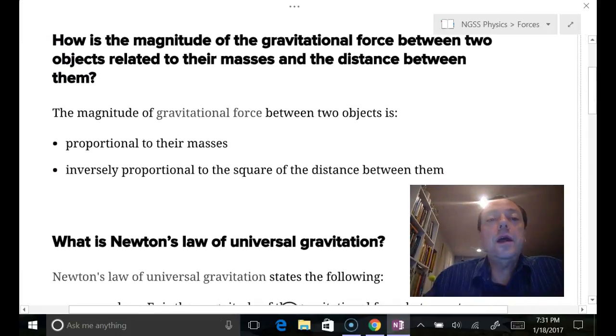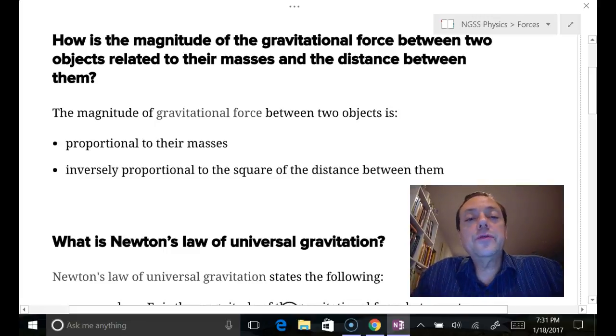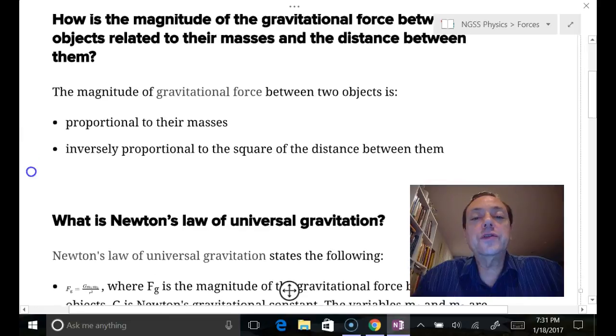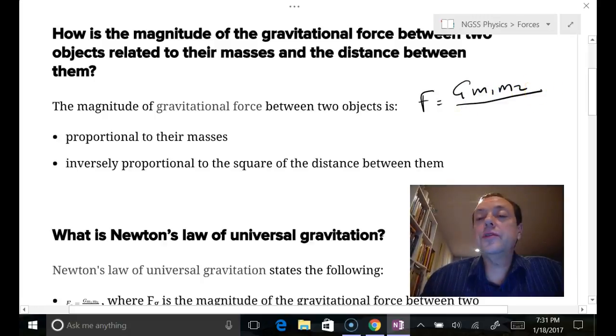How is the magnitude of the gravitational force between two objects related to their masses and the distance between them? The magnitude of gravitational force between two objects is proportional to their masses and inversely proportional to the square of the distance between them. So when I say universal gravitational constant times m1 times m2 over r squared, proportional to their masses, if I double a mass, everybody can see that I double the force.